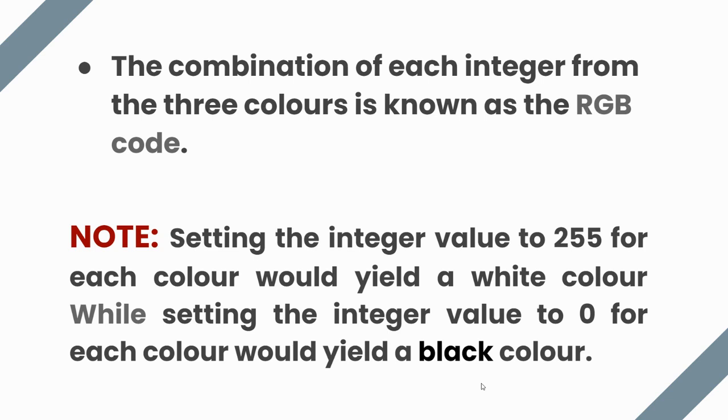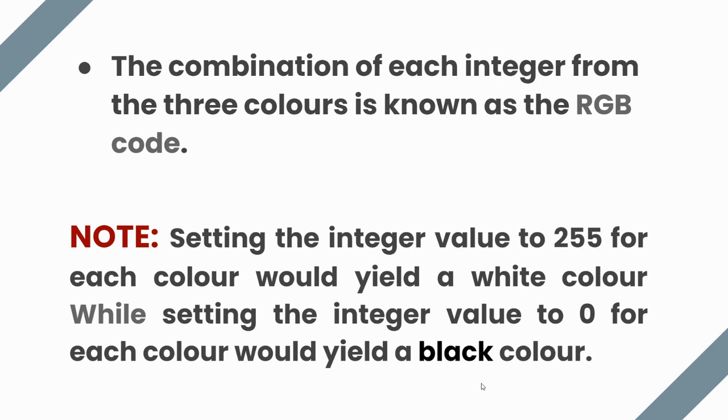Also, setting the integer value to 0 for each color would yield a black color. So if your RGB code has 0 for red, 0 for blue, 0 for green, you would have a completely pure black color. So now you can see that having no integer value for each of these colors would give you a black color, and having the highest value for each of them would give you a white color.